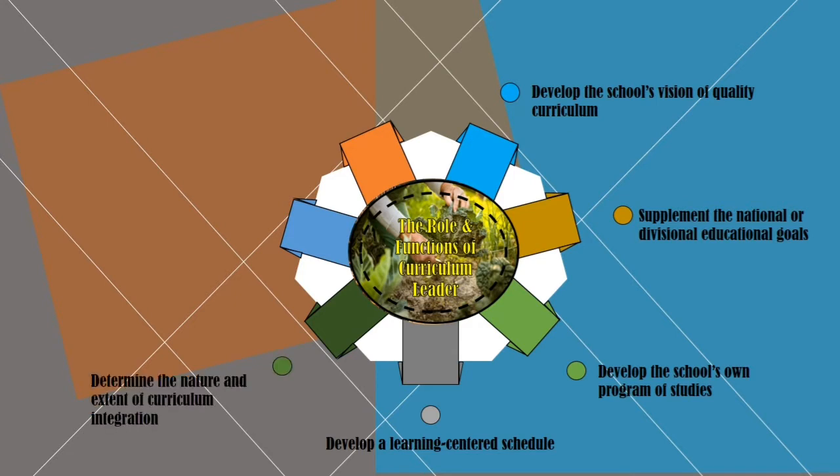Another is to determine the nature and extent of curriculum integration. Integrated curriculum is one that connects different areas of study by cutting across subject matter lines and emphasizing unifying concepts. And by integration, this is making connections for students and allowing the students to engage in some relevant, meaningful activities that can be connected to their real life situations.